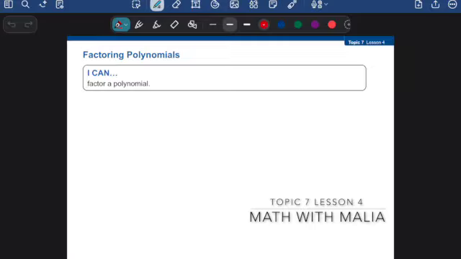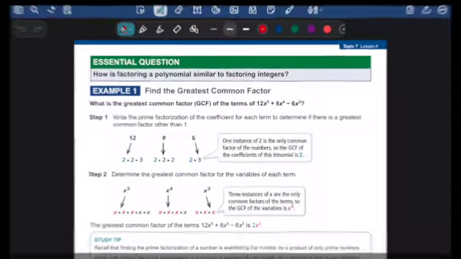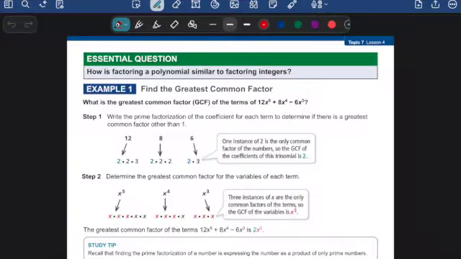Today we're doing Savvas enVision Algebra 1, Topic 7, Lesson 4, Factoring Polynomials. You can think of this as the reverse of multiplying polynomials. We're just going in the reverse direction. So how is factoring a polynomial similar to factoring integers? Well, as we saw with multiplying, it's following the same rules. We're going to look for what's called the greatest common factor, just like we do when we're factoring integers.